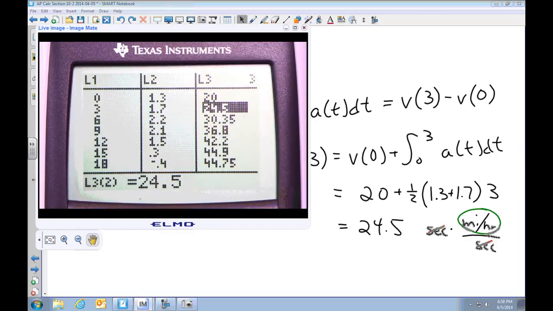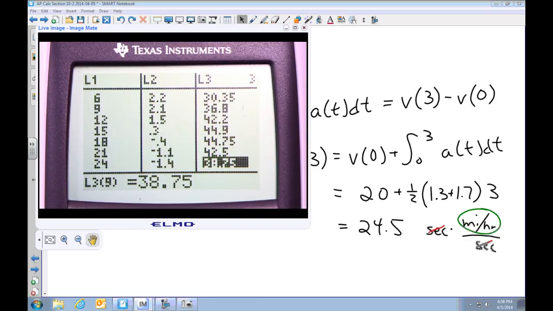And if we run through these numbers here, you can see we continue to accelerate. Our velocity is getting greater and greater. That corresponds to our positive acceleration, by the way. And it accelerates all the way up to 44.9. And all of a sudden, when our acceleration becomes negative, we start decreasing in velocity, and we end up at 38.75. So there is the velocity at each 3-second interval. Okay, so our trapezoidal method basically gives us those calculations.